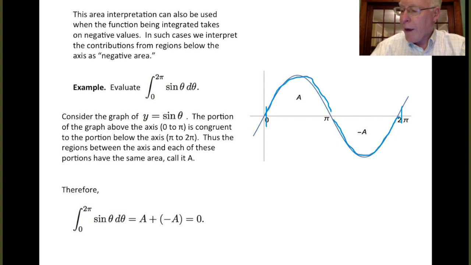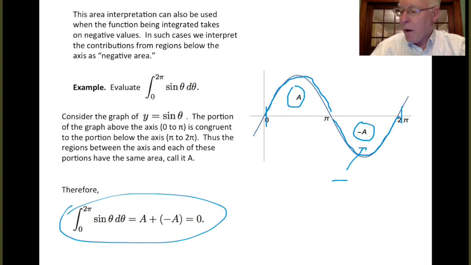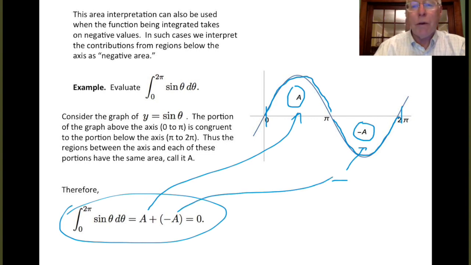So whatever area A is up here is going to be the same as the area A down here. But of course, this area, the one down here, contributes a negative. So we can evaluate this integral by saying, well, this integral gives us a positive area A here, and then for the part below the axis, we interpret that as negative area A, and so the result turns out to be 0. And indeed, this is correct. The integral from 0 to 2 pi of sine theta d theta does turn out to be 0. We'll see that also in the next section when we talk about the fundamental theorem of calculus.